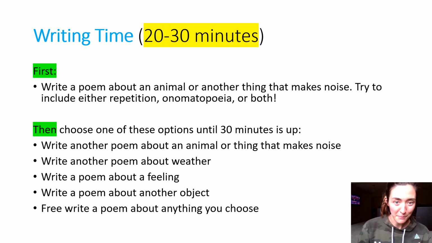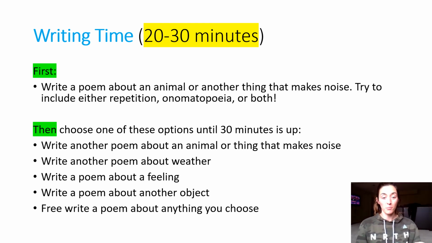Then if you complete that before the 20 to 30 minutes are up, you can choose one of these options. You can write a poem about another animal or thing that makes noise, write a poem about weather or feeling, you can do another object poem, or write a poem about anything that you choose.